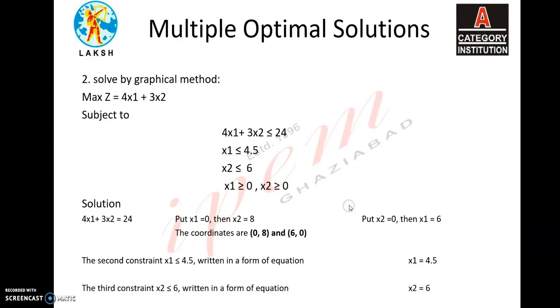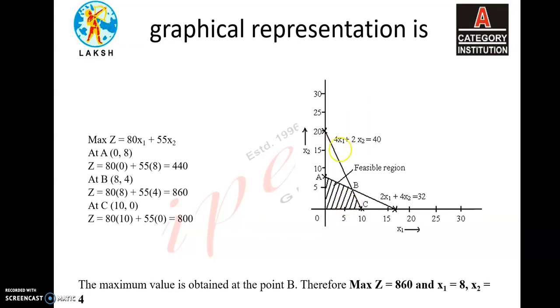These are the coordinates here: O, A, B, C. The coordinate of O is 0, 0. The coordinate of A is 0 and 8. B coordinate is 8 and 4. C coordinate is 10 and 0.